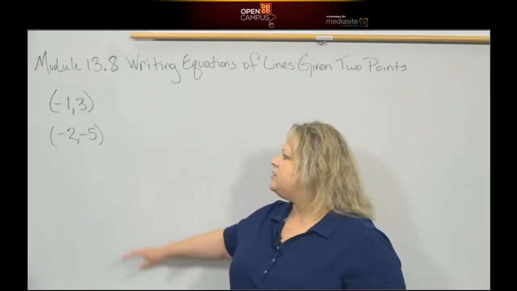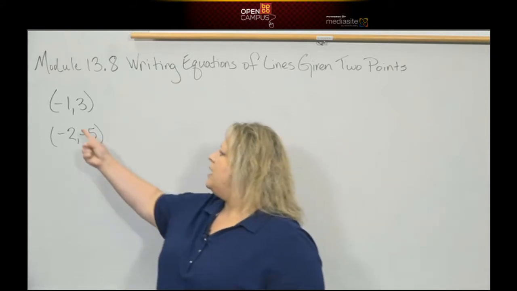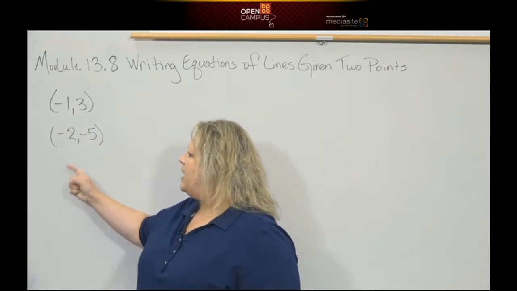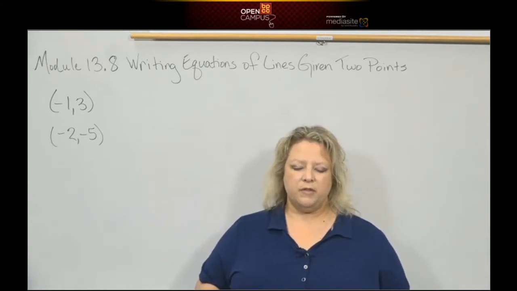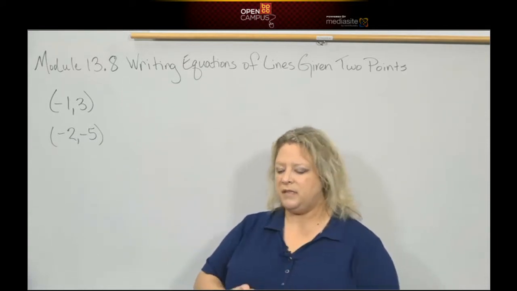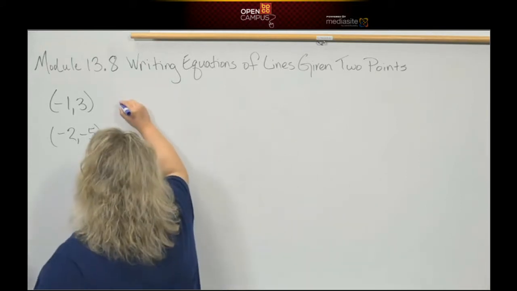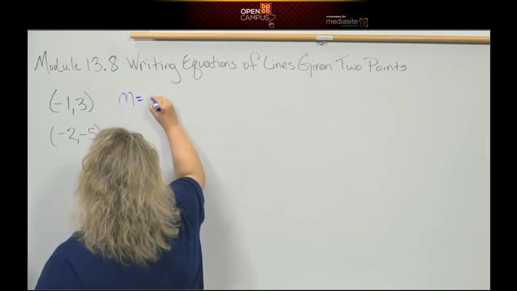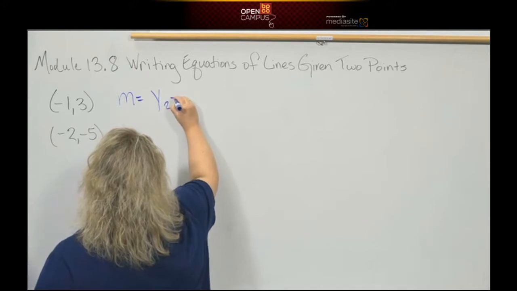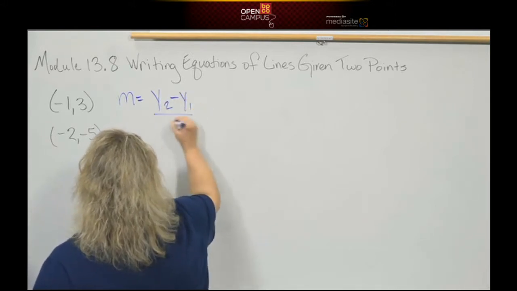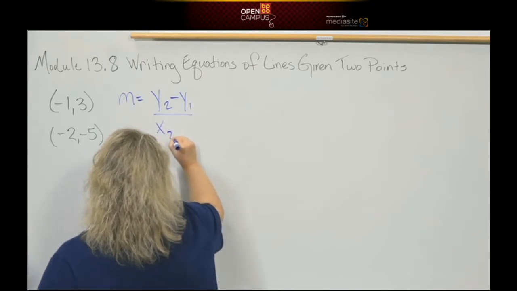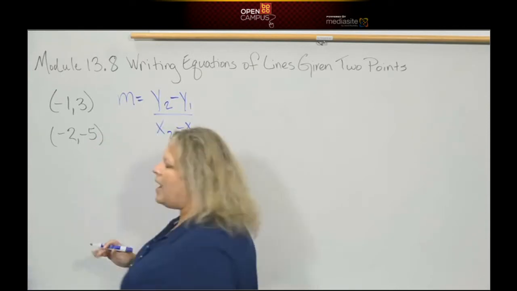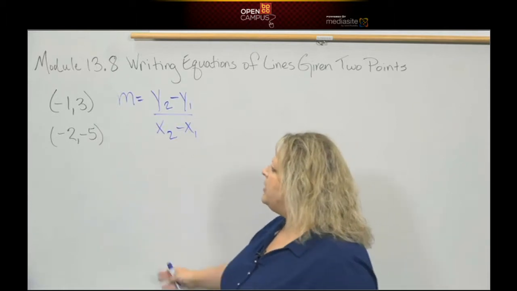All right, so here are my two ordered pairs. I have -1 and 3, I have -2 and -5. So when I ask you to do this, the first thing you have to do again is find the slope. Well, you may not remember what the slope formula is, but I'm going to write it up here so that you can remind yourself. M, that's your slope, is equal to y2 minus y1 over x2 minus x1. That was that rise over run. So let's plug these in.